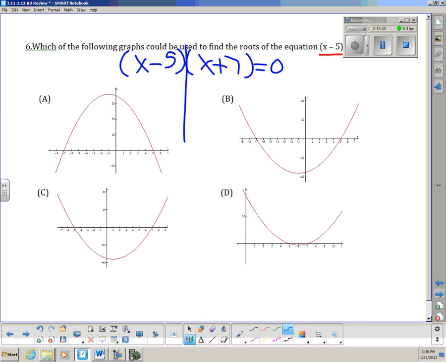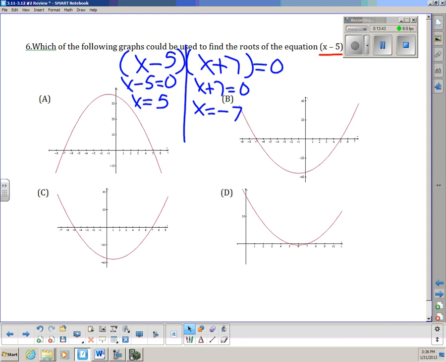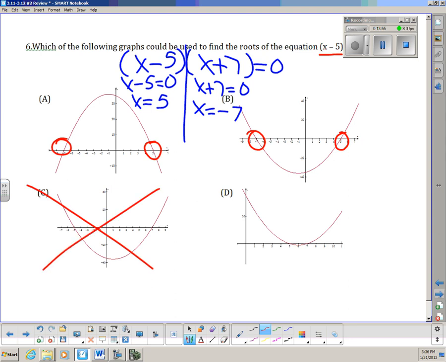Let's try this again. Drop my wall. I'm going to set this factor equal to 0 and solve. I'm going to set this factor equal to 0 and solve. So the roots are +5, -7. Well, this graph has a root at +5, -7. This graph has a root at +5, -7. This one doesn't. That's -5, +7. And this one has +5, +7. So all I have to figure out is what is the equation? Do I have a max or a min?